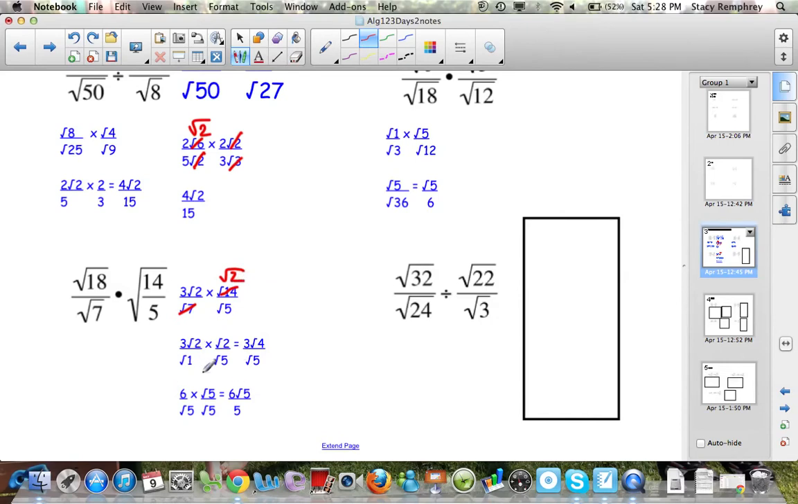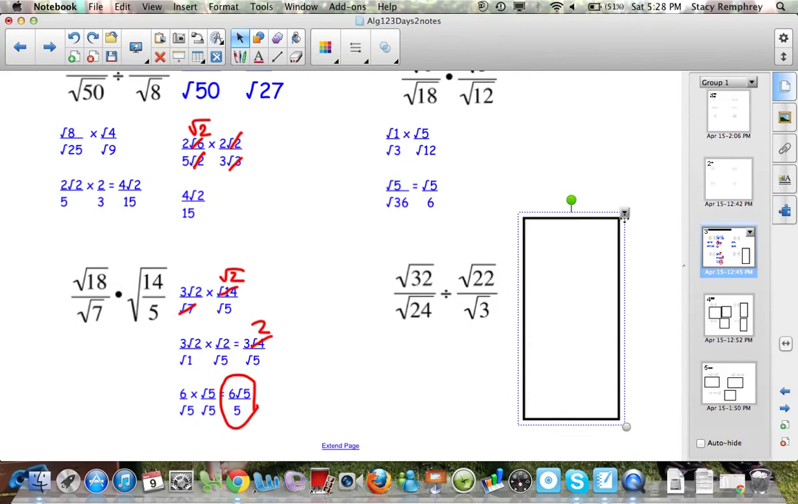That got me to here. I multiplied across the top and the bottom. I said, wait a second, the square root of 4, I know what that is. That's 2. So 3 times 2 is 6. And then I said, oh, right, I can't leave it as 6 over root 5. I have a square root in the denominator. So I multiplied top and bottom by the square root of 5, and that's where my final answer came.